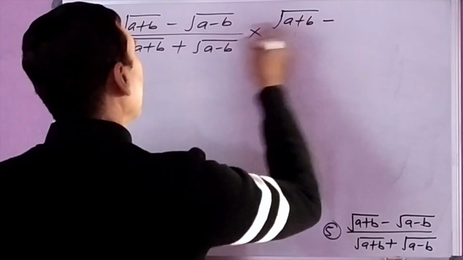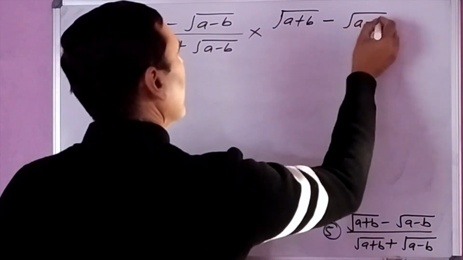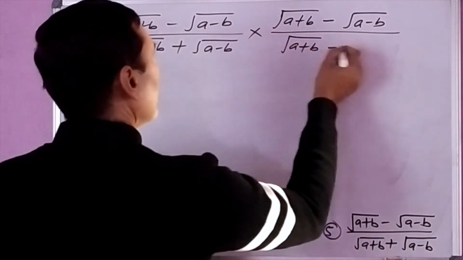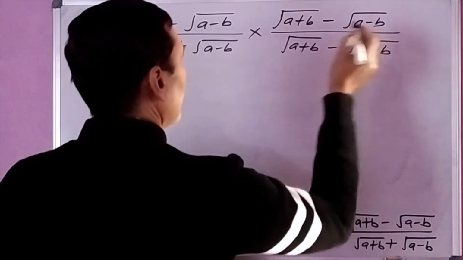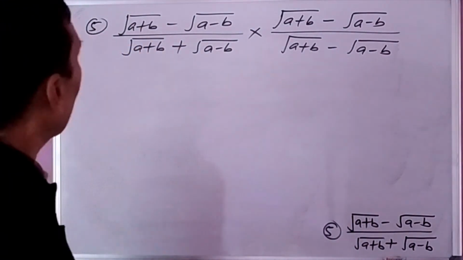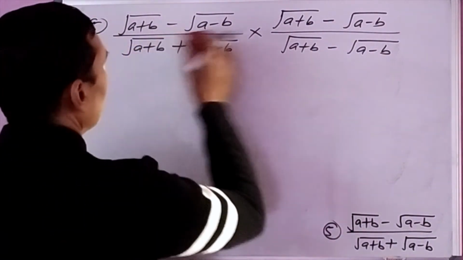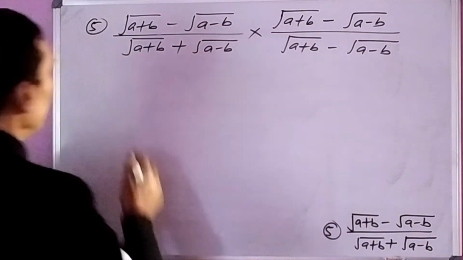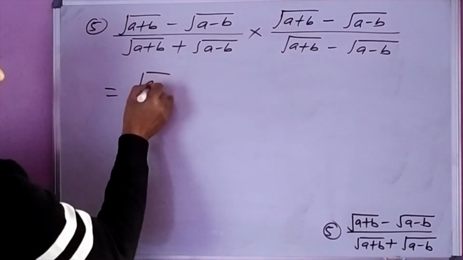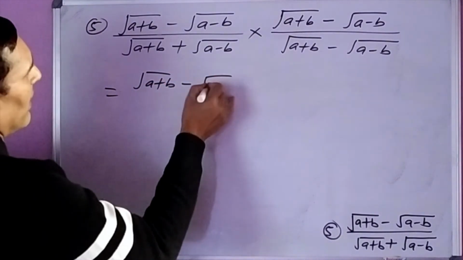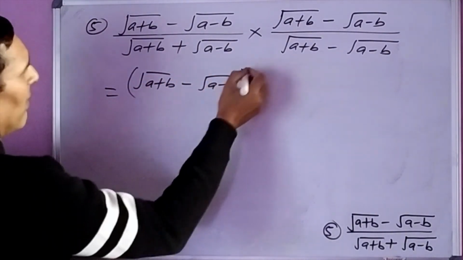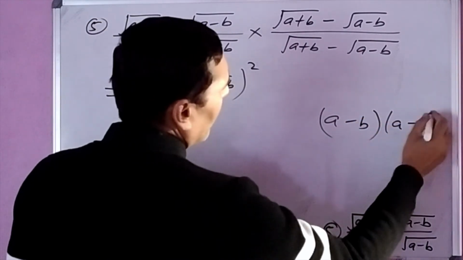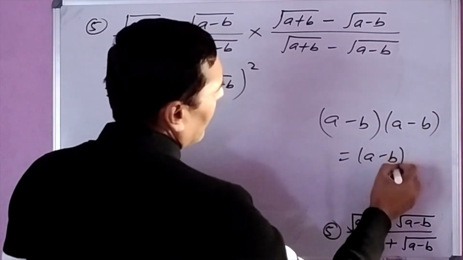a plus b, by taking the minus sign, a minus b, a plus b, a minus b. It is similar to this question number 4. In denominator we get a minus b, and this is just like a minus b, a minus b, a minus b whole square. So it is a plus b minus a minus b whole square, because when we have a minus b, we write a minus b whole square.